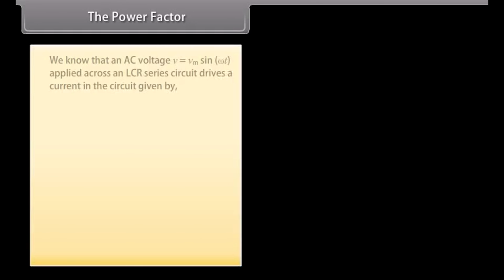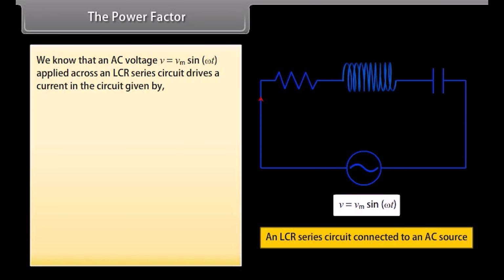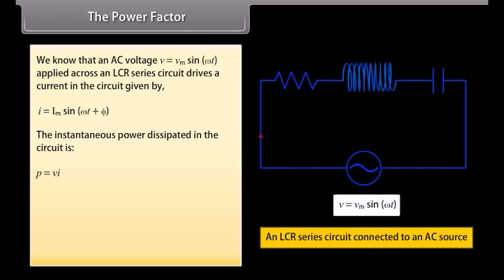The power factor. We know that an AC voltage V equal to Vm sin omega t applied across an LCR series circuit drives a current in the circuit given by Im sin(omega t plus phi). The instantaneous power dissipated in the circuit is P equal to Vi.